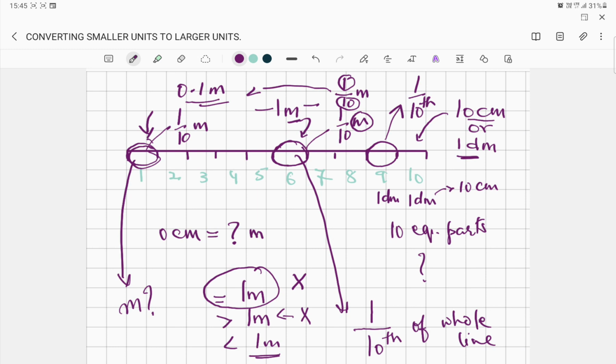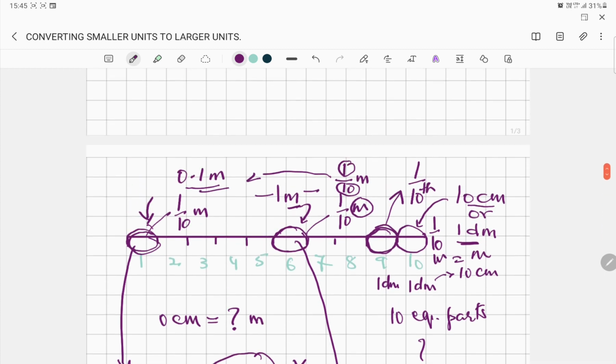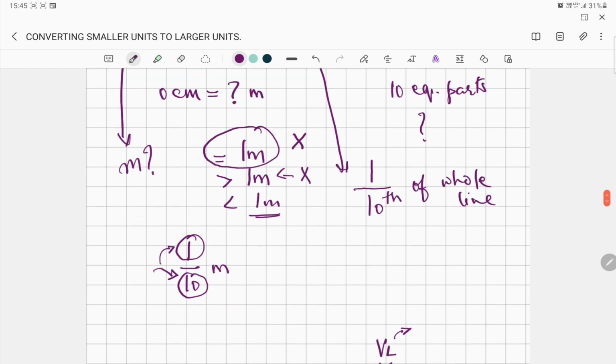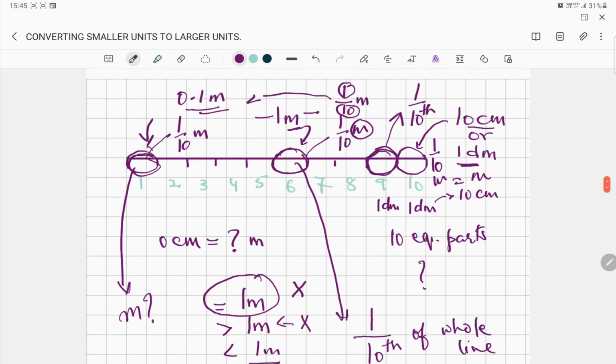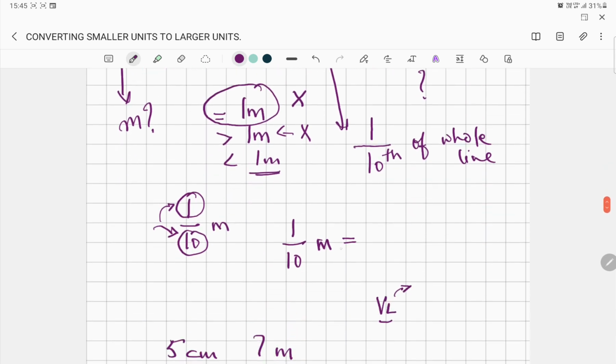In our last video, we took an example where we had a line which is 1 meter long, and we learned how to describe 10 centimeters or 1 decimeter in meters. We learned that each small decimeter is nothing but 1 by 10 meters. If we further simplify it, if we divide 1 by 10, we get the value 0.1 meters.